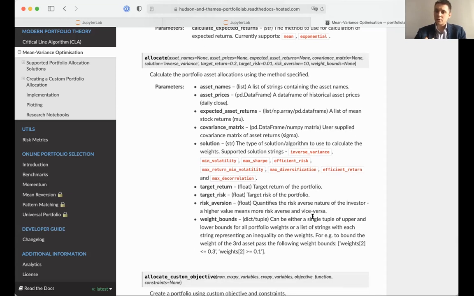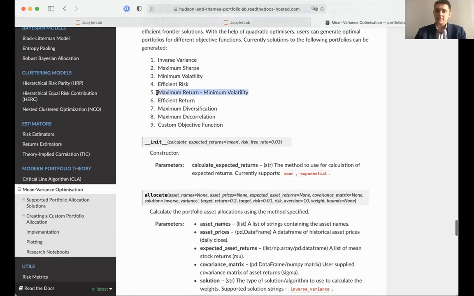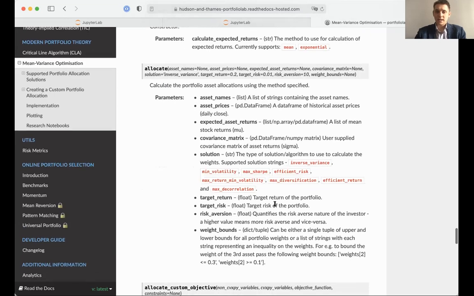If you would like to solve a type of problem which has the investor's target return as an optimization constraint, you can specify the target return of the portfolio. The same applies for the target risk parameter. If we talk about quadratic risk utility optimization, which is maximum return minus minimum volatility, in this case, you should specify the risk aversion of your investor. The default value for risk aversion is 10, but you can modify that based on your needs.